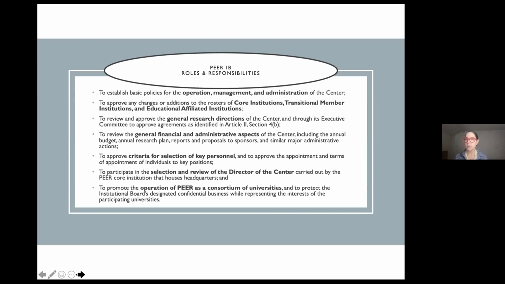So some of you might know that we're very happy to say that the University of Nevada, Reno is now a core institutional member. They were a transitional member. So all of this is outlined in the bylaws. We also review the general research directions. So we meet with headquarters at least once a year, usually more, like twice a year. And we also review the financial and the administrative directions.